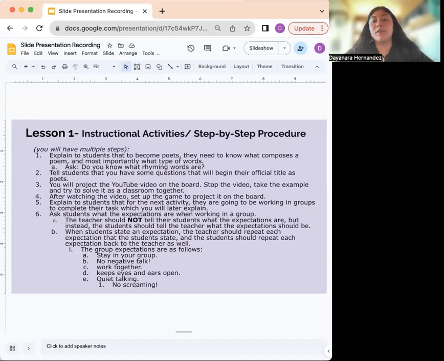Then I will ask students what the expectations are on working in a group. You as a teacher should not tell the students what the expectations are, but instead, let students tell you what their expectations should be. The group expectations for my class will ideally include staying in your group, no negative talk, work together, keep eyes and ears open, quiet talking, and no screaming.